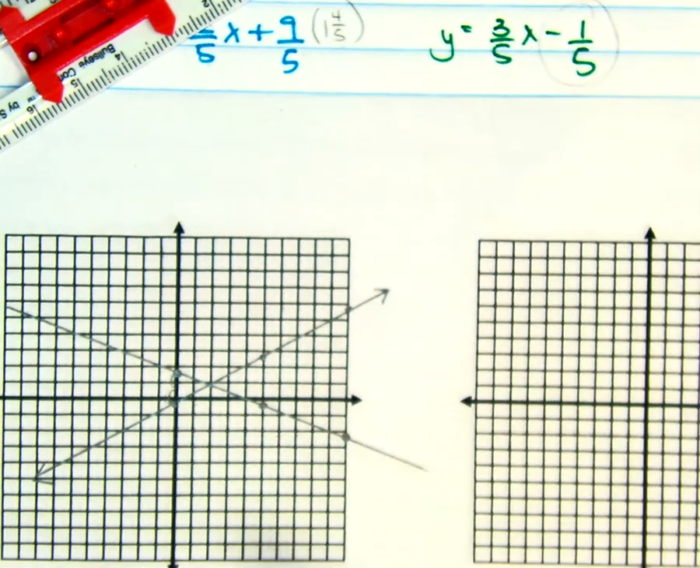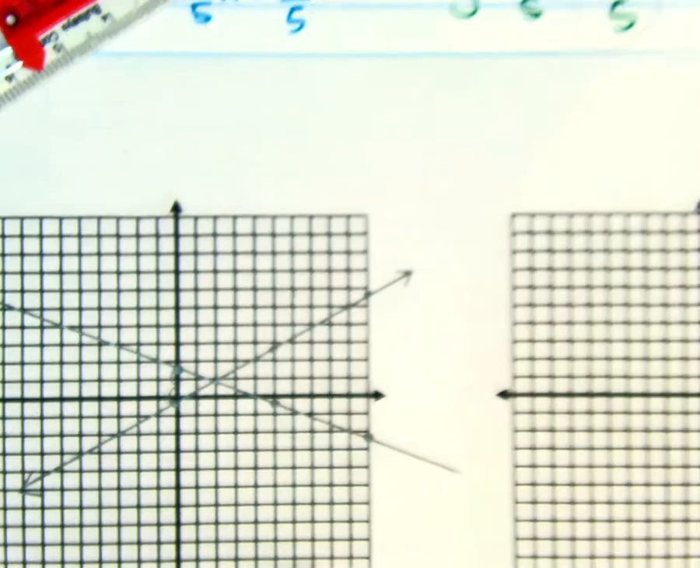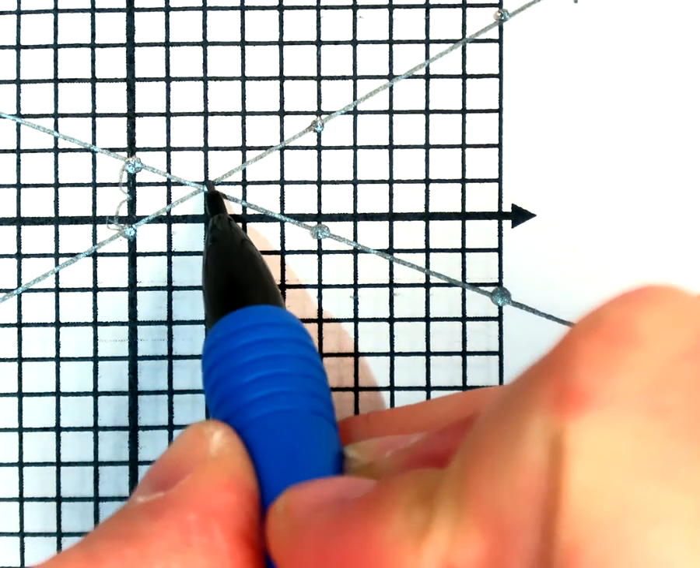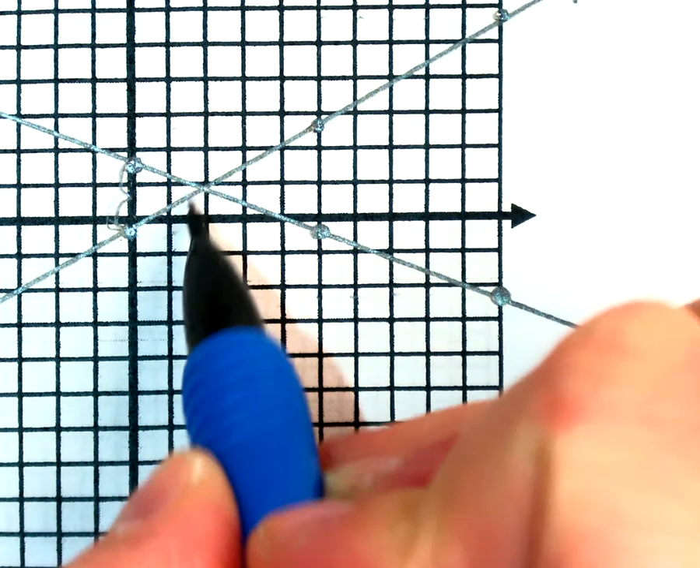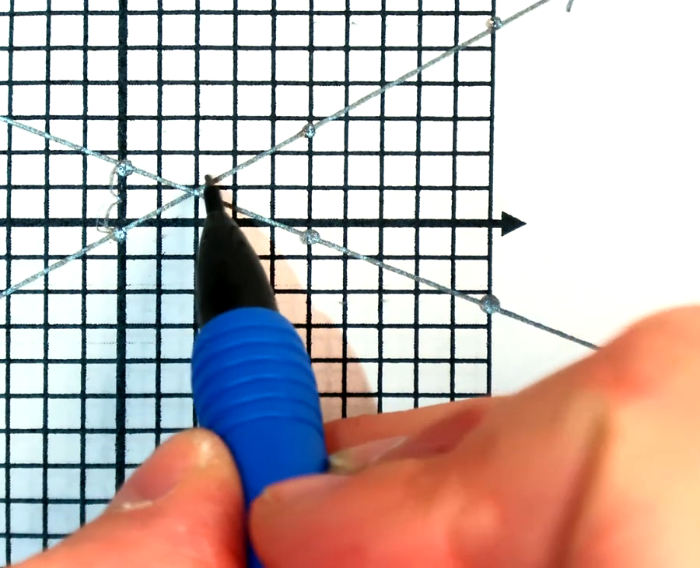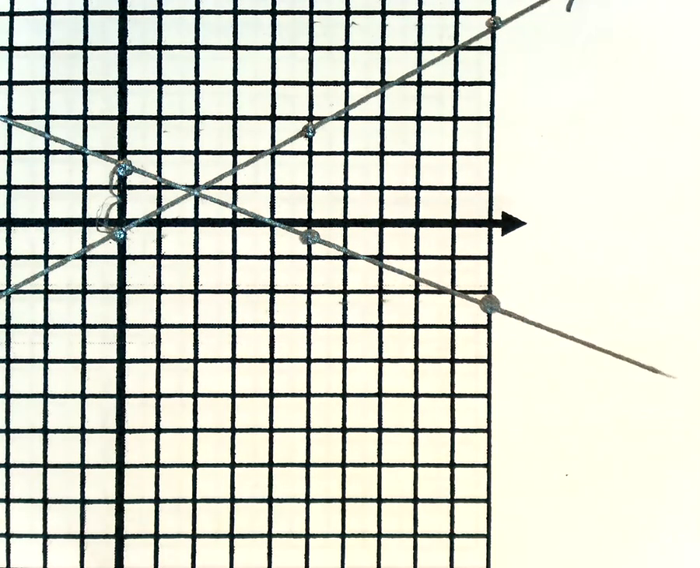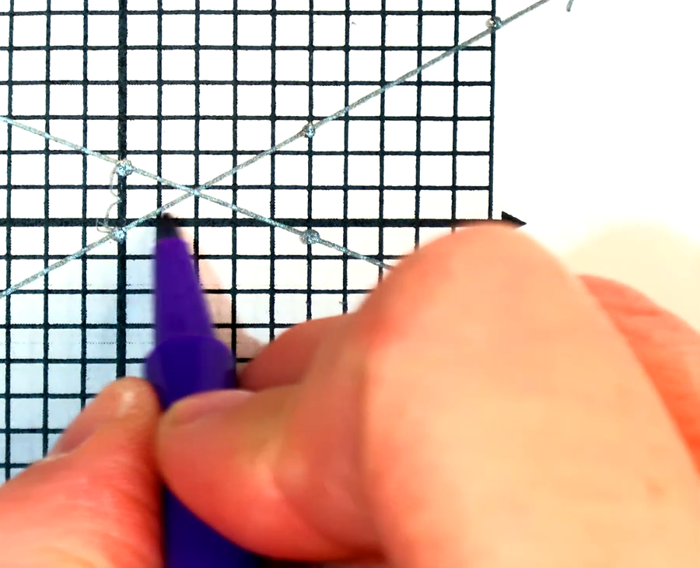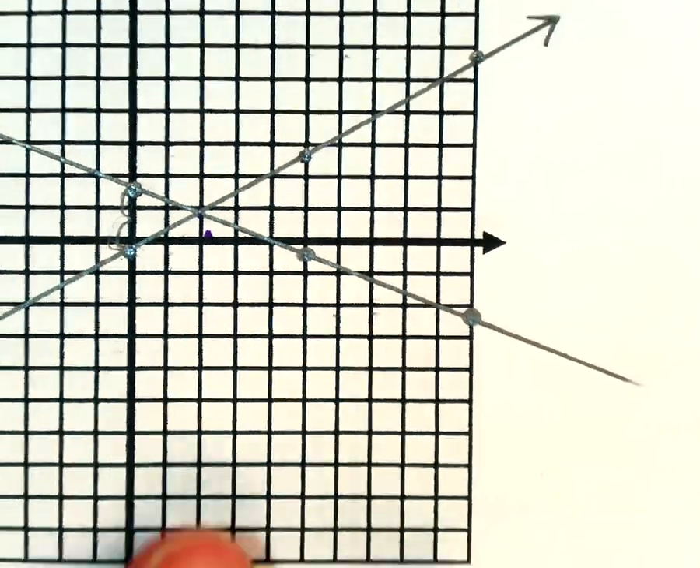Okay, now I'm going to blow this up really big. Now, notice I did not intersect exactly, pretty dang close. So I think that my ordered pair, or my solution, is the ordered pair of 2 and 1. I think it is. I need to check that.